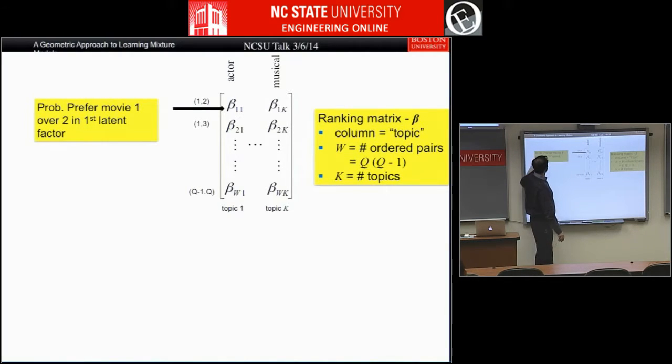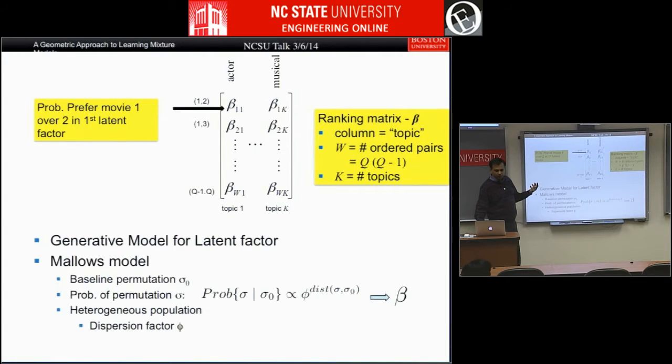So if actor is important, then what is the probability that movie 1 is rated over movie 2 if you hold actor as the criterion? If you hold musical as the criterion, what is the probability that movie 1 is rated over movie 2? And so on. So this is, abstractly speaking, your latent set of influencing factors that you do not know about.